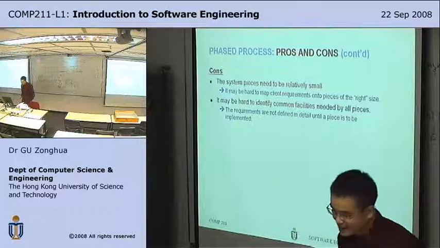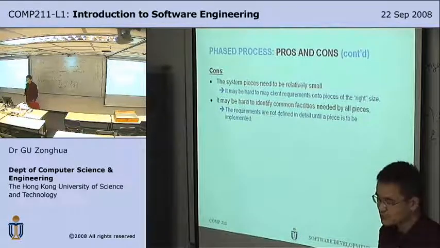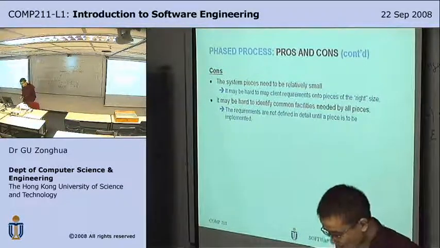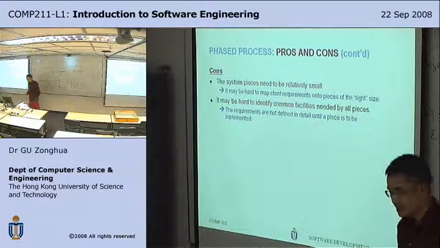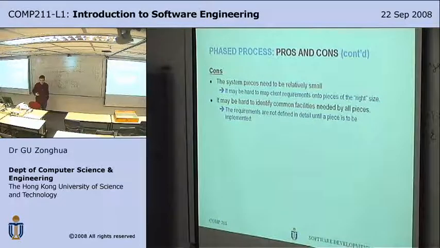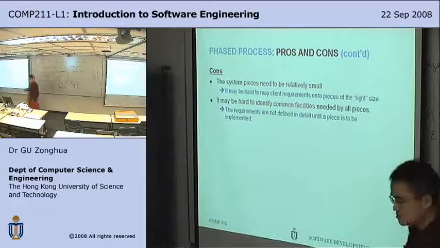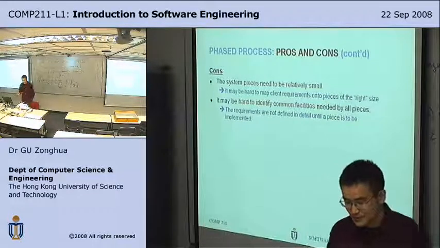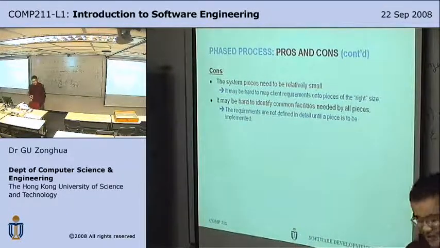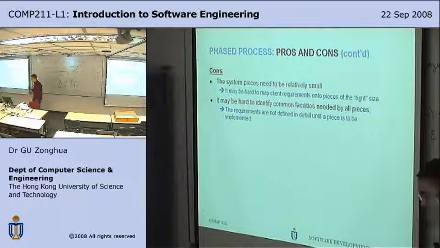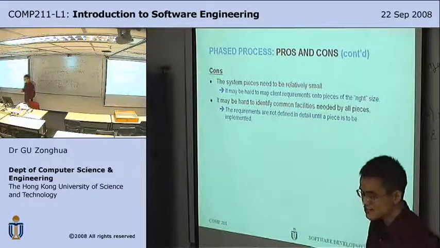So the cons are that the system pieces need to be relatively small. Because if you want to do frequent releases, each release is very incremental, right? So you add a little bit every time and do a minor release, and eventually after, say, 5 or 6 minor releases, you do a major release.